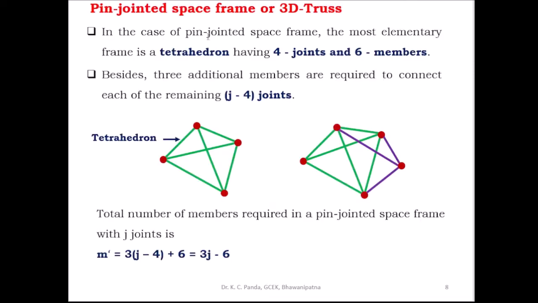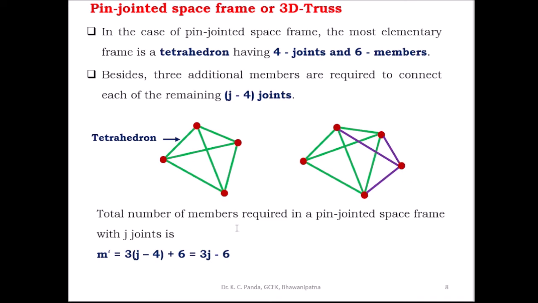Then coming to the pin jointed space frame, or 3D truss, also called the space truss. In the case of a pin jointed space frame, the most elementary frame is a tetrahedron. In the tetrahedron, there are 4 joints and 6 members. Besides these, 3 additional members are required to connect each additional joint. So for each additional joint, 3 additional members are required.